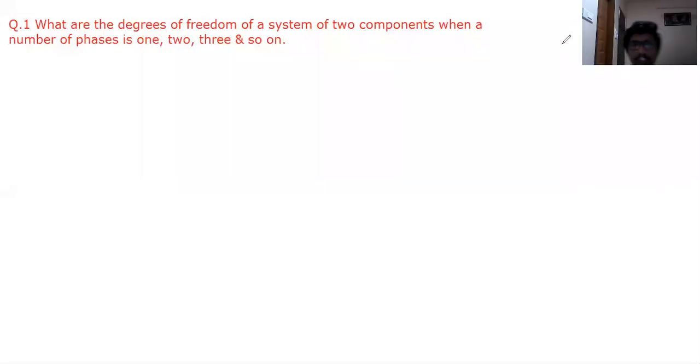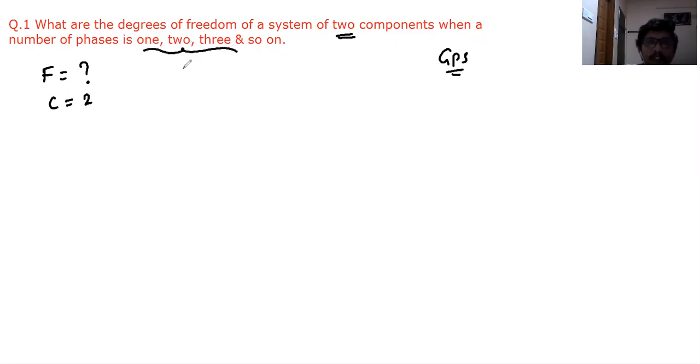Hello friends, in this video we will look at some of the numericals concerned with the concept of Gibbs phase rule. So coming to the question, what are the degrees of freedom of a system of two components when the number of phases is 1, 2, 3 and so on? So we consider the number of components in the system as 2. We need to find the degrees of freedom when the number of phases is 1, and when the number of phases is 2, and so on.